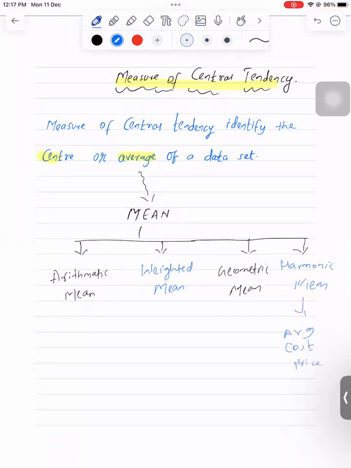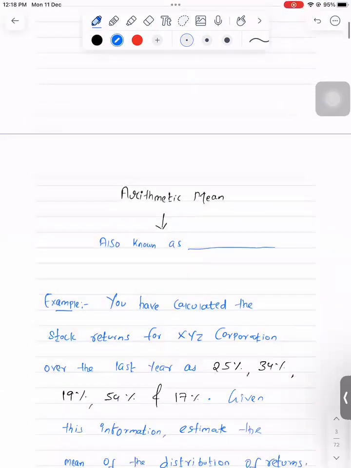Take, for example, you are doing a SIP, a systematic investment plan, where every month we invest the same amount. Let's say we are doing a SIP of 1000, but the net asset value every month will be different. So how to cross check what the average cost price of the units we have accumulated is? For that, we will calculate the harmonic mean. So each and every mean has a different usage, and you need to understand the meaning and the calculation. With this note, we will start with the arithmetic mean.